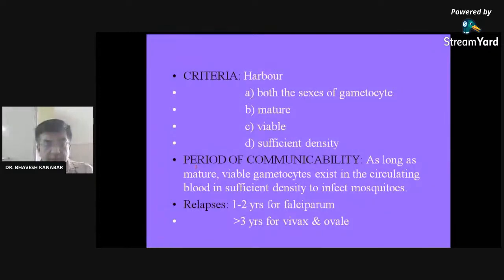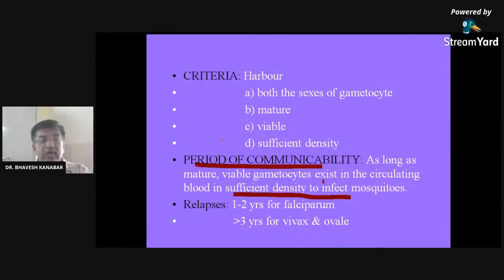Period of communicability, right? As long as the mature viable gametocytes exist in the circulating blood in sufficient density, it means whenever these viable gametocytes are present, mosquitoes can transmit infection for their entire period, right? So the criteria for the transmission of the infection: both sexes of the gametocyte should be present inside the mosquito, and only then can sporozoites develop, right?